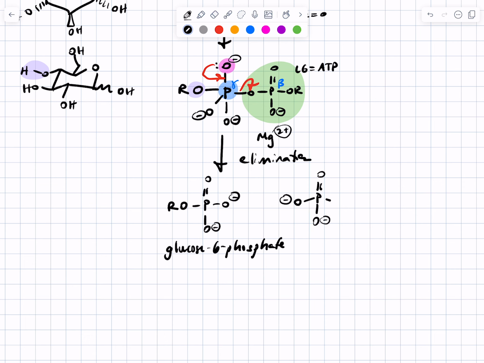Alternatively, if you want to see what it looks like, this is the beta phosphorus. This is the alpha phosphorus. This oxygen here is the C5 oxygen from ribose, and then the base A for adenine is there. This is ADP, and that was the leaving group. Okay?